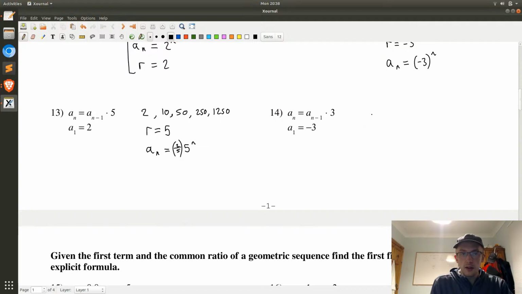As for here, the first 5 terms, so term 1 is negative 3. Term 2 shall be negative 9.